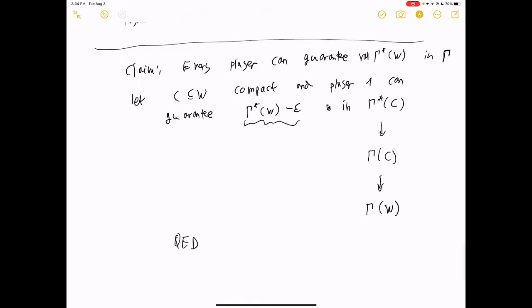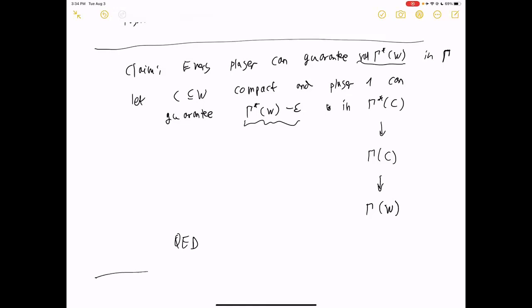I just told you that player one can guarantee this value already in gamma C. The same thing also holds for player two. I mean, this thing is completely symmetric between the players. And this proves the theorem. It proves that both players can guarantee the value of gamma star in the original game gamma.